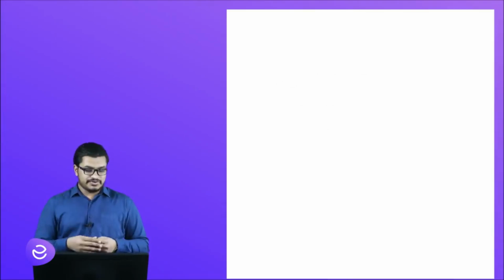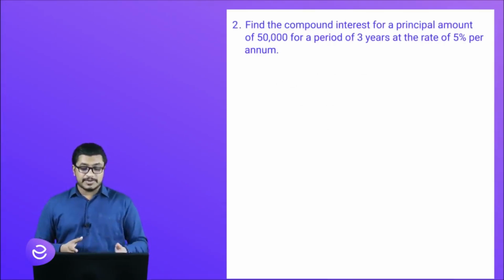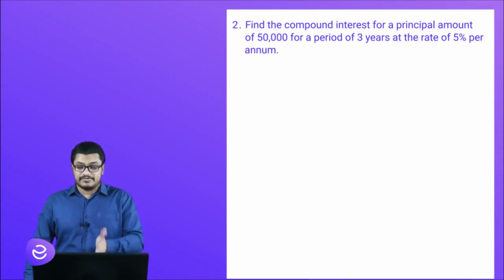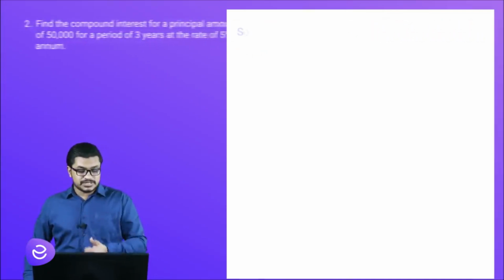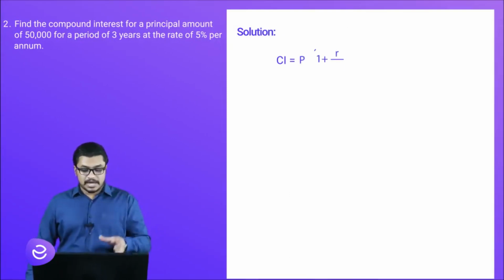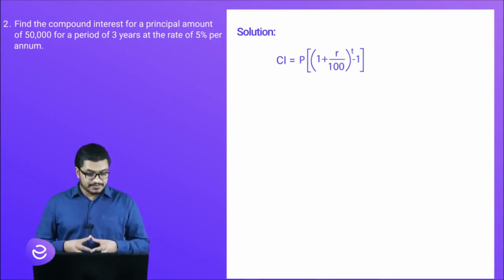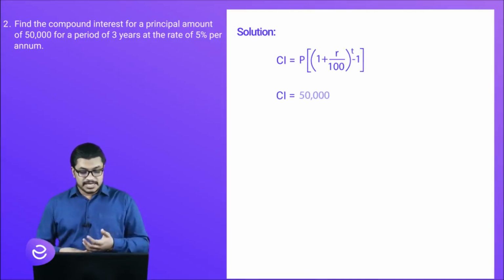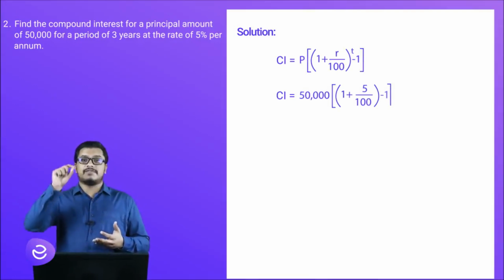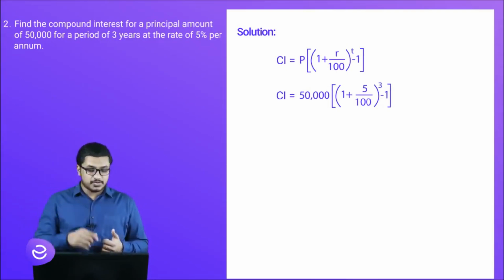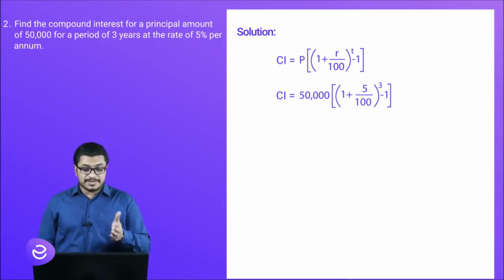Next question is about compound interest. Find the compound interest for a principal amount of rupees 50,000 for a period of 3 years at the rate of 5% per annum. So principal amount is 50,000, rate is 5% per annum, and time is 3 years. The equation of compound interest is P into 1 plus R by 100 whole raised to T minus 1. So instead of P we will write 50,000, instead of R we will write 5, and instead of the power T we will write 3. So while calculating, we have 50,000, 1 plus 5 by 100.